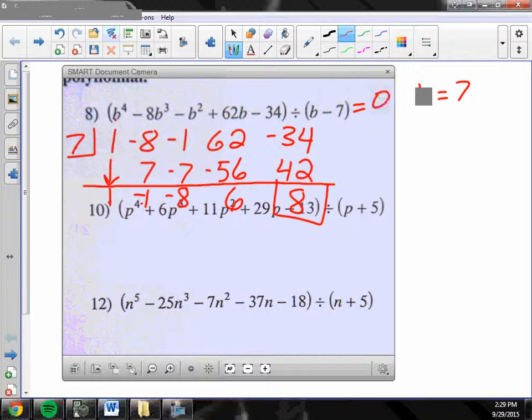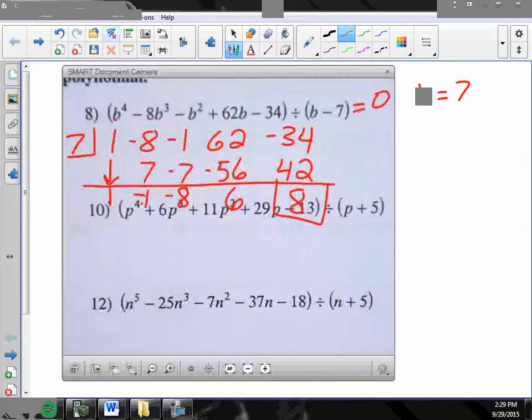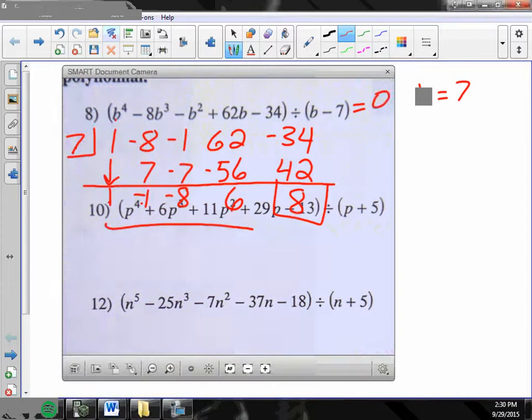So, does b minus 7 divide in evenly? No, it has a remainder of 8. So the question asks, state if the given binomial is a factor of the polynomial. No. Okay? But what is the answer? So these represent the coefficients of the new polynomial. So what would the new polynomial be?